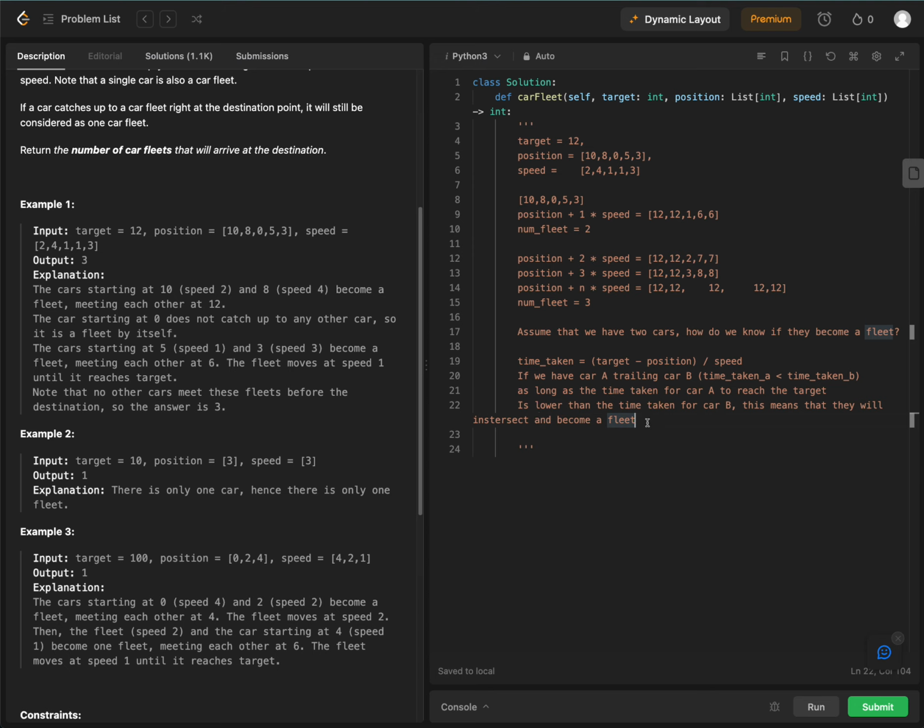So how can we apply this at scale? Now the question is, how can we apply this to more than 2 cars? Essentially if we have car A, car B, and car C, starting at arbitrary positions, we are looking at 3 cars traveling at different speeds, car A trailing car B and car B trailing car C. We probably have to apply this formula to the first 2 cars first.